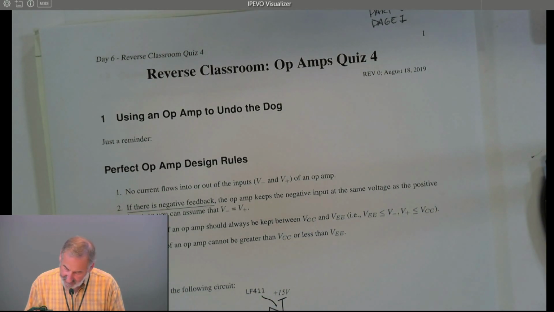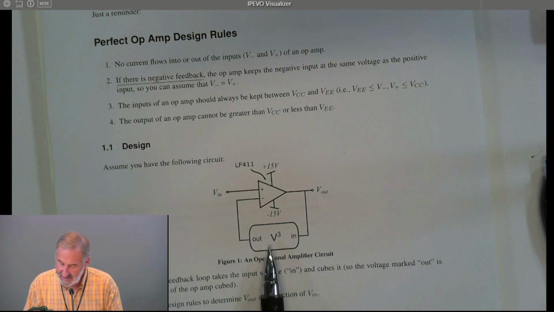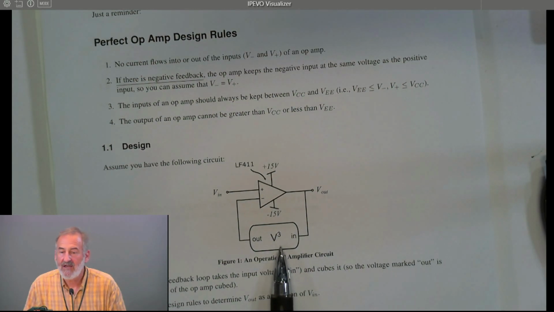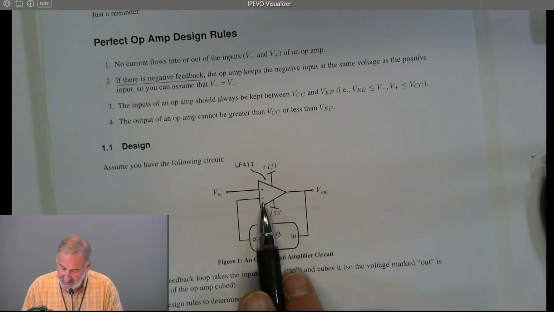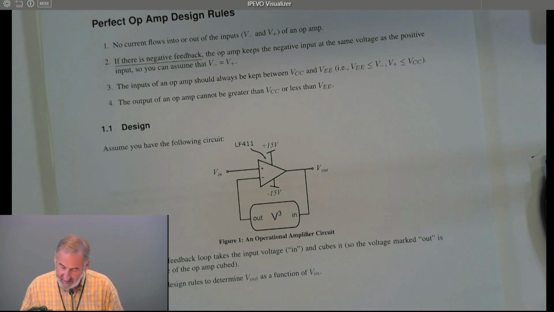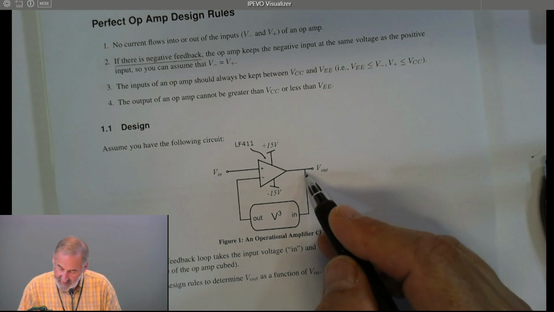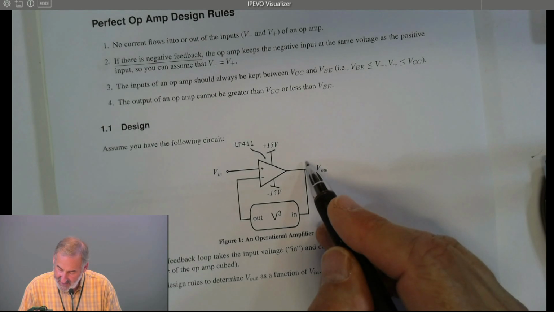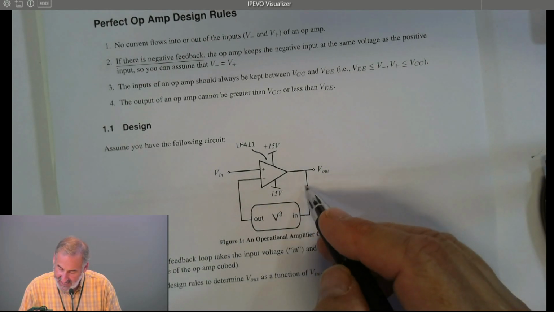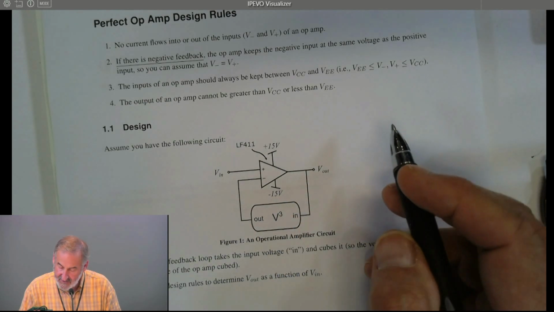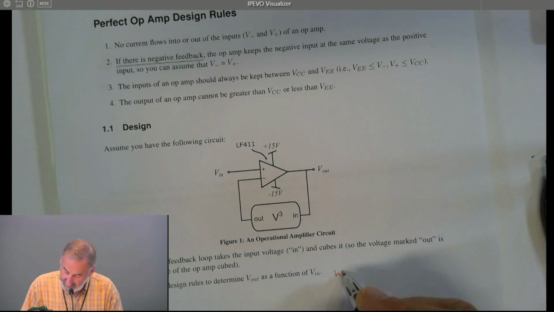So here's quiz 4. Usual design rules. We've got an op-amp in a non-inverting configuration, and in the feedback we have something that does a cube, does V cubed. So our output voltage is cubed and applied to the minus input. And it asks you to figure out V out as a function of V in. Well, we'll just use the op-amp rules. Is there negative feedback? Well, if V out goes up, V minus goes up. If V out goes down, V minus goes down. So we do have negative feedback.